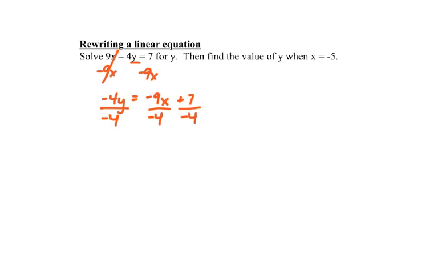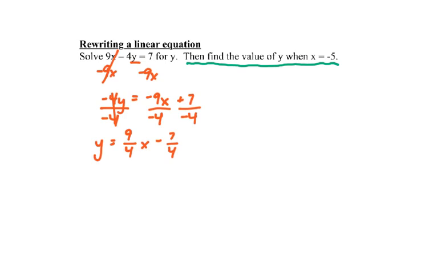And a few things are going to happen here. One, negative divided by negative will be positive 9/4. And then we'll have negative 7/4. This is kind of an ugly equation, and we're not even done yet because we have been asked to find the value of y when x equals negative 5. That means this is a simple substitution problem.